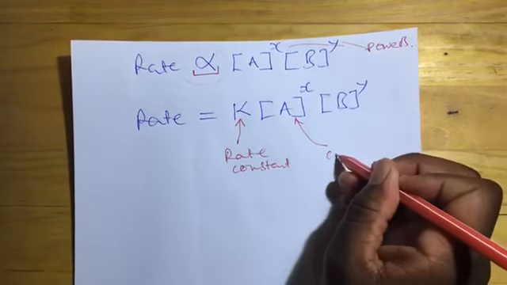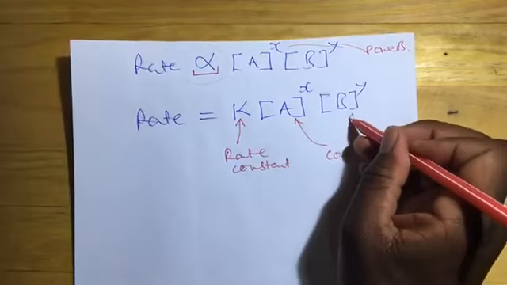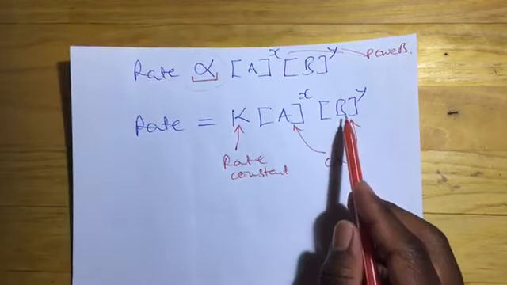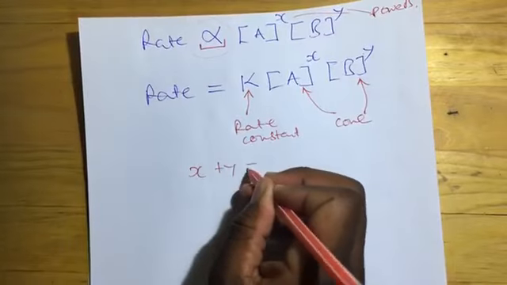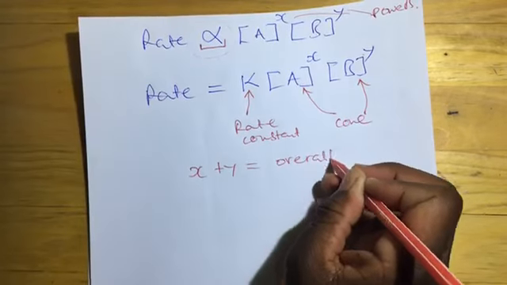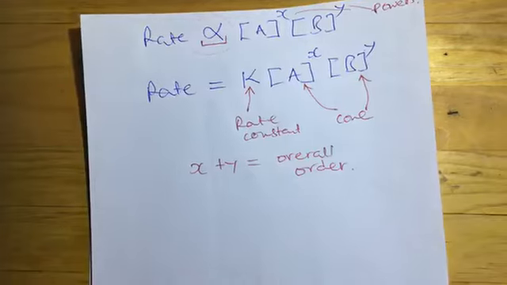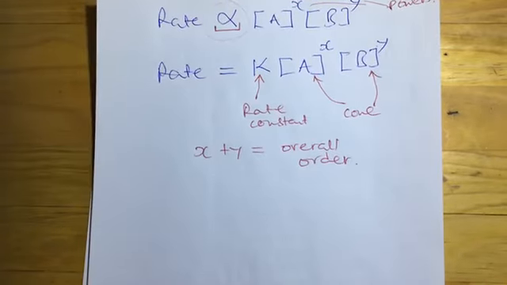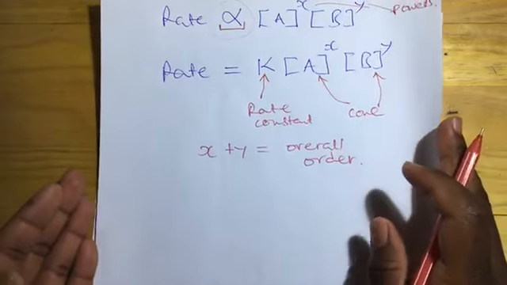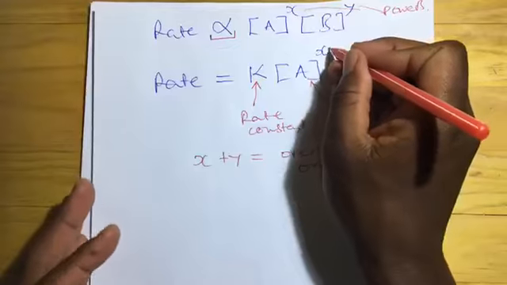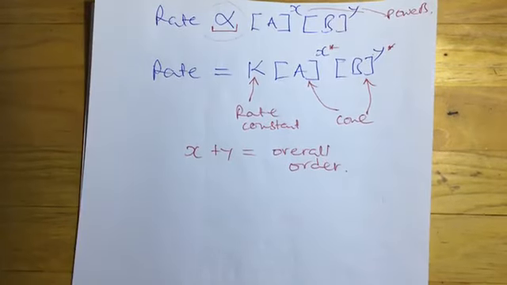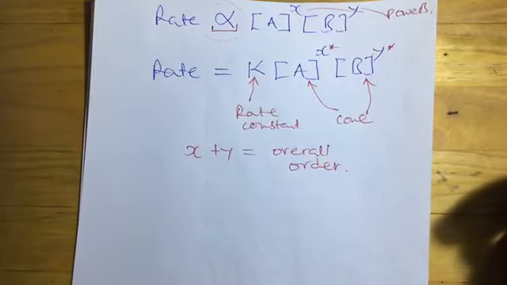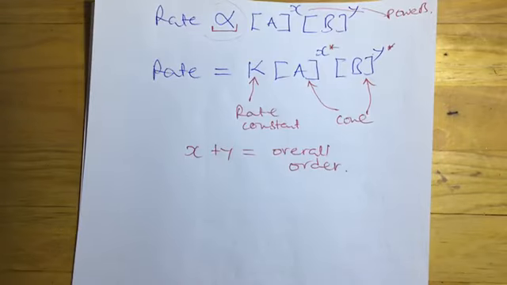These are concentrations. This is the concentration of A, concentration of B. Overall, these are the powers. So I'm going to say X plus Y is equal to the overall order. You're going to see how these are going to work. Now, the hardest part of this topic is finding this X and finding this Y. How do you go about finding X and Y? So I'm going to do an exam question and we'll see how everything plays out.